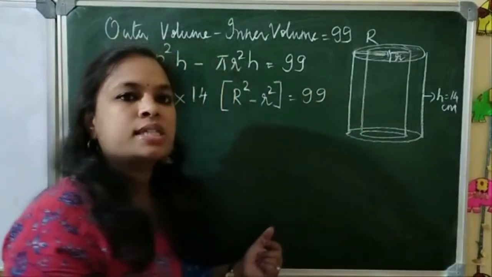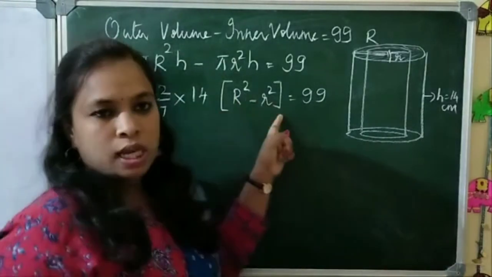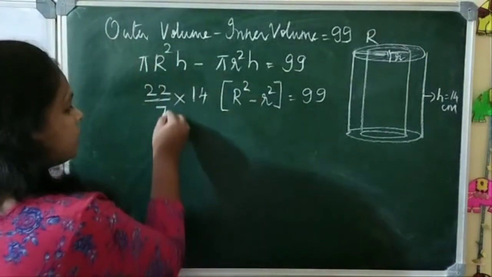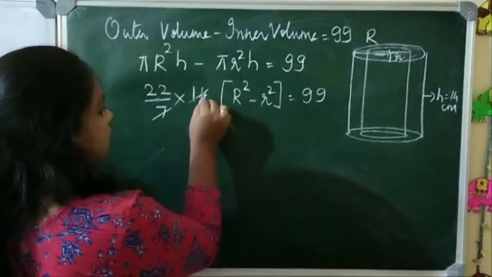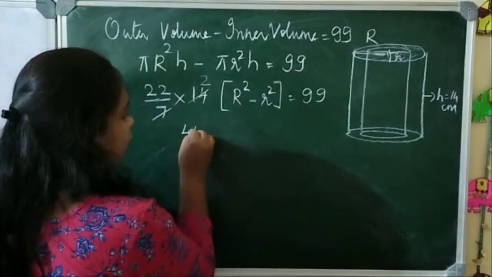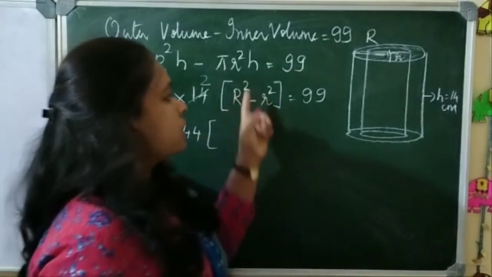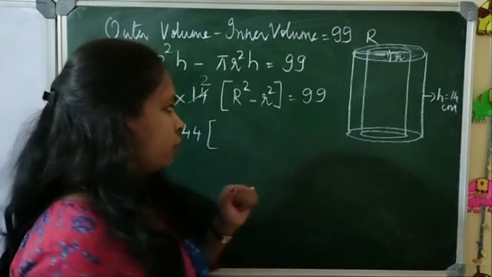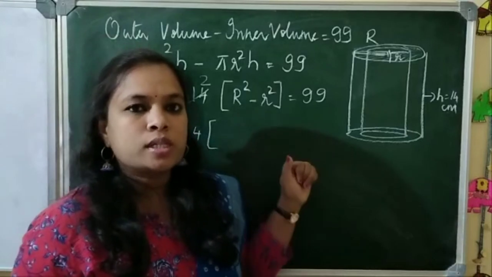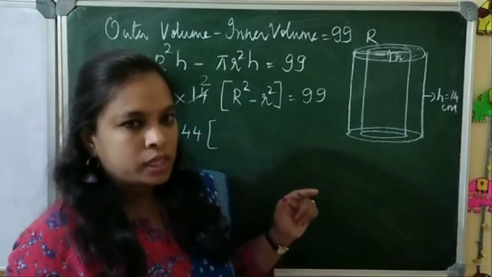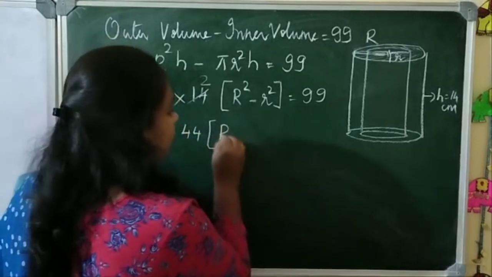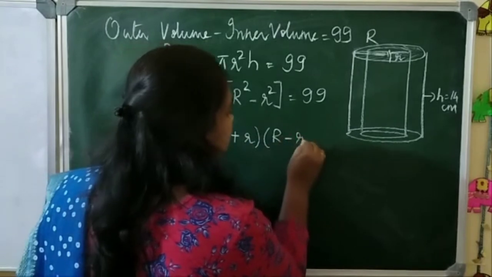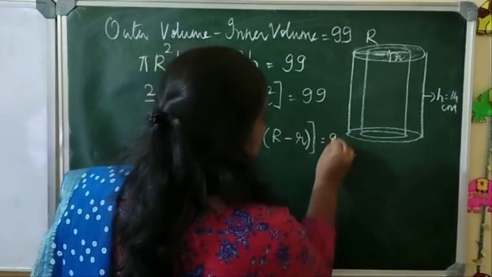In the previous case it was only R minus r, but in this case it is capital R square minus small r square. In this case what you need to do is first cancel wherever it is possible. So it will be 44, and now here it is R square minus r square. So here you can apply a square minus b square formula, where a square minus b square is equal to a plus b into a minus b. The same way you will substitute here R plus r into R minus r is equal to 99.